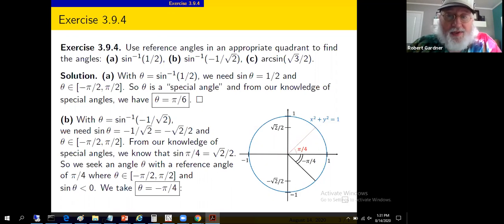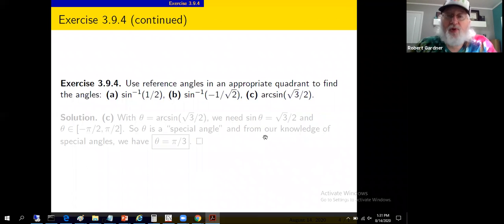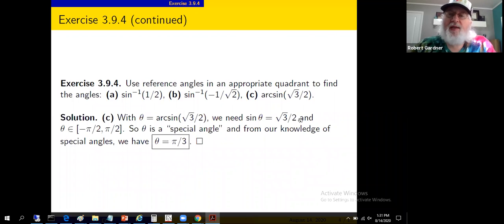Now, I know there's other angles out there that have a sine of negative square root of 2 over 2, but there ain't but one of them in this interval here. That's the restriction of the domain of the sine function that leads to the definition of sine inverse as actually a function. There's only one angle in this interval that has a sine of negative square root of 2 over 2. Yeah, there's an infinite number of other angles with that sine, but only one of them's in here.